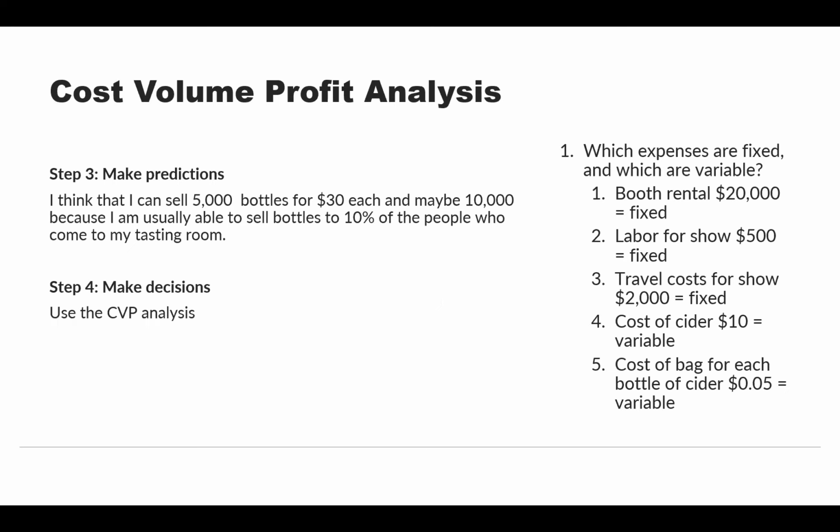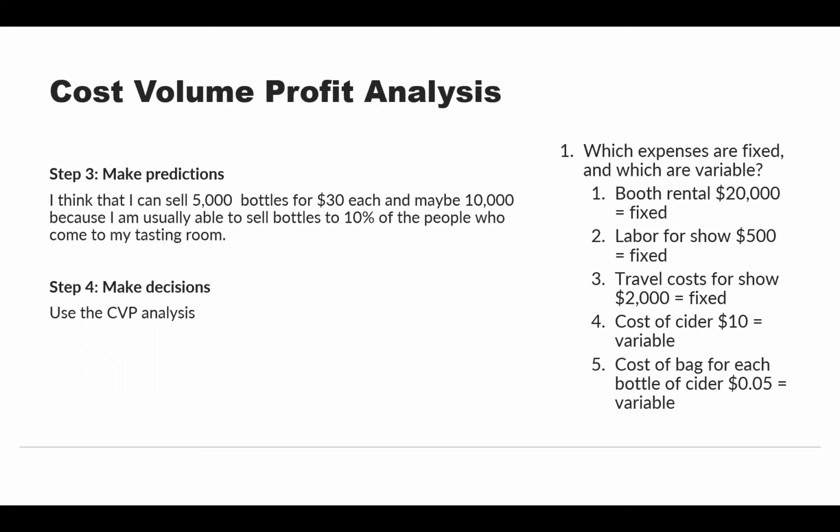And this is where your information and your knowledge as a manager comes in, that you think that you can sell 5,000 bottles of cider at $30 each, maybe up to 10,000, because you operate on your past information. You're usually able to sell bottles to about 10% of the people who come to your tasting room. You think that demographic might be similar to the people at this food show. So, if there's 100,000 people likely to be there, if you can reach 10% of them, that would be 10,000 sales. So that's a prediction that you make.